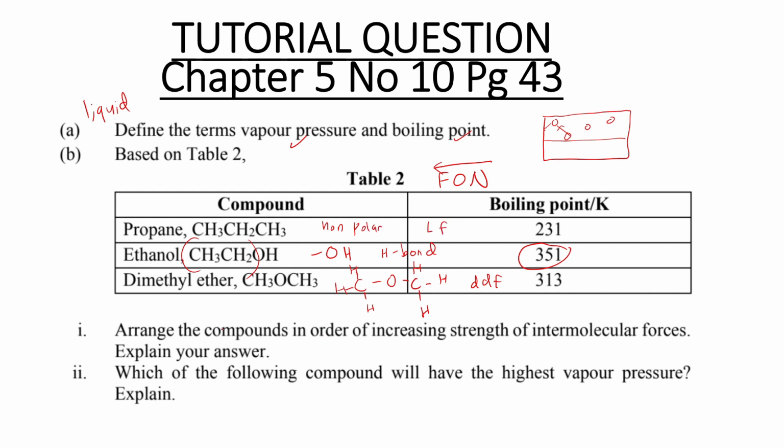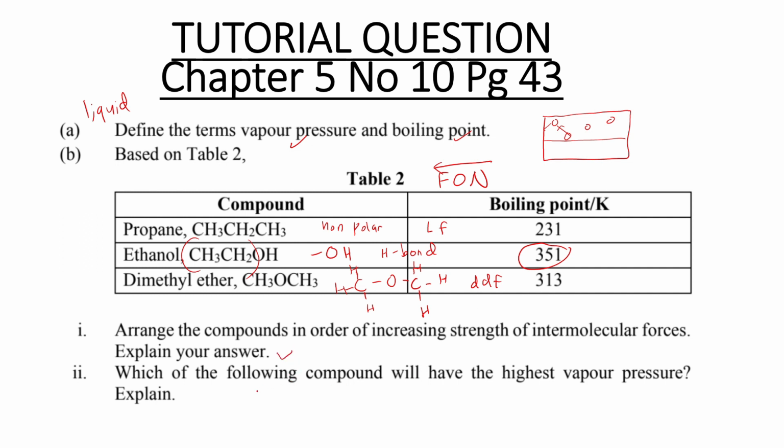Okay, so soalan yang pertama, arrange the compound in order of increasing strength of intermolecular force. So actually walaupun kita tak tahu apa type of intermolecular force, katalah tak tahu kan, kamu boleh arrange in order of boiling point. So kita tahu boiling point yang paling tinggi meaning strength of intermolecular force nya tinggi. So hydrogen bonding. Kemudian dia minta kamu explain.